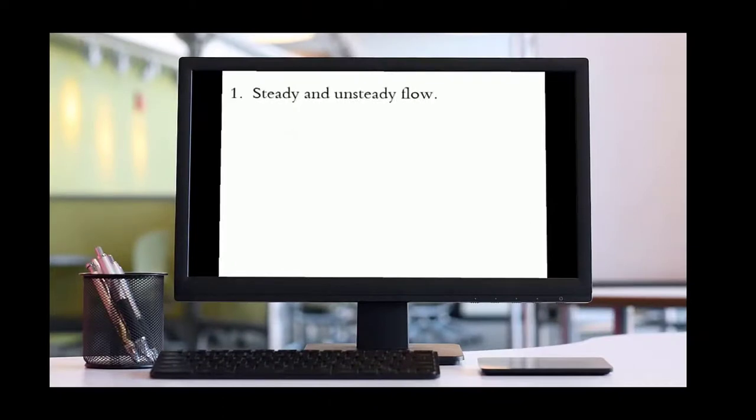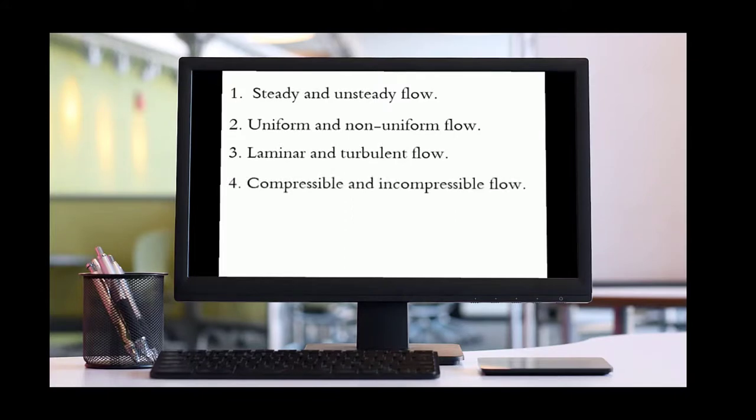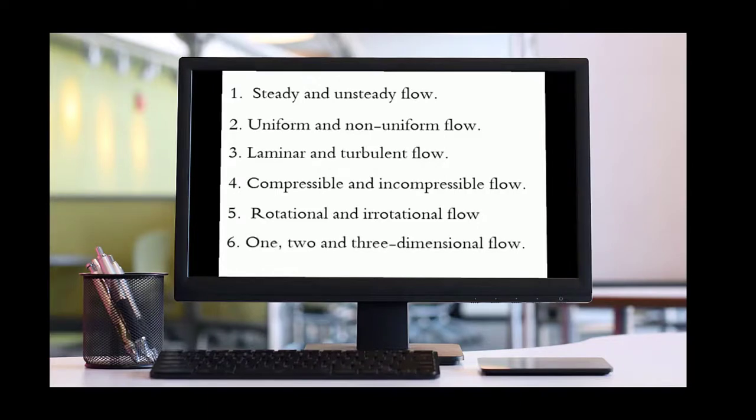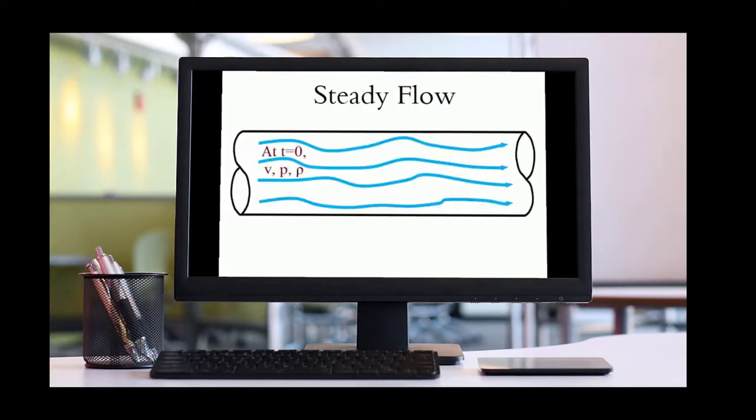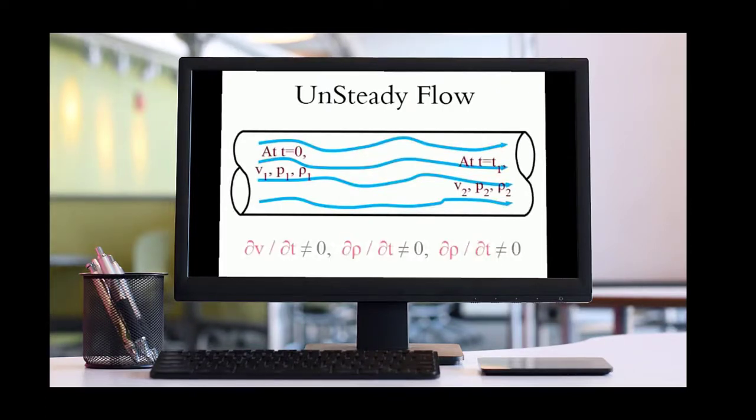Types of flows are steady and unsteady flow, uniform and non-uniform flow, laminar and turbulent flow, compressible and incompressible flow, rotational and irrotational flow, and 1, 2 and 3-dimensional flow. Let us discuss these types one by one. The flow in which fluid characteristics like velocity, pressure, density etc. at a point do not change with time is called steady flow. For example, flow of water with constant discharge through a pipeline is steady flow. The flow in which fluid characteristics like velocity, pressure, density etc. at a point change with time is called unsteady flow. For example, flow of water with varying discharge through a pipeline is unsteady flow.